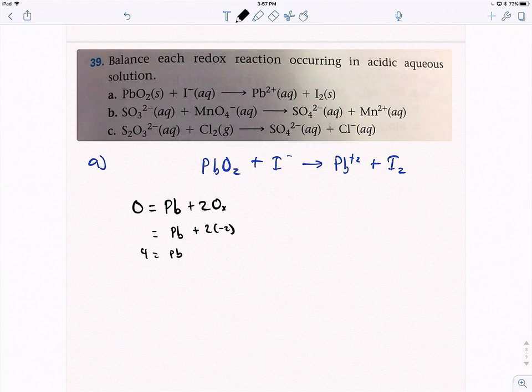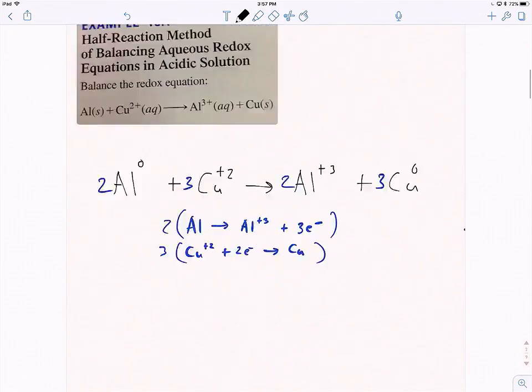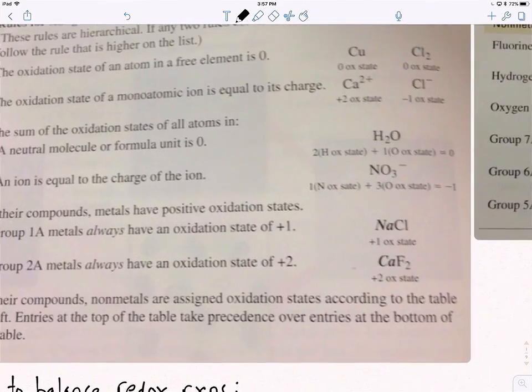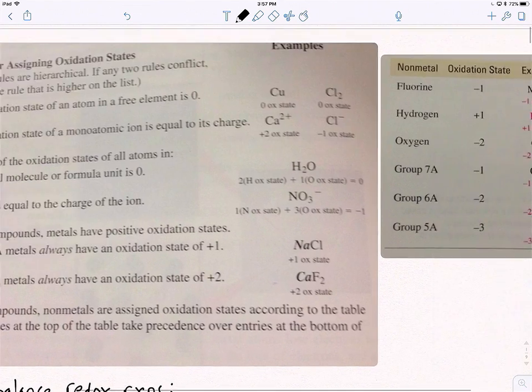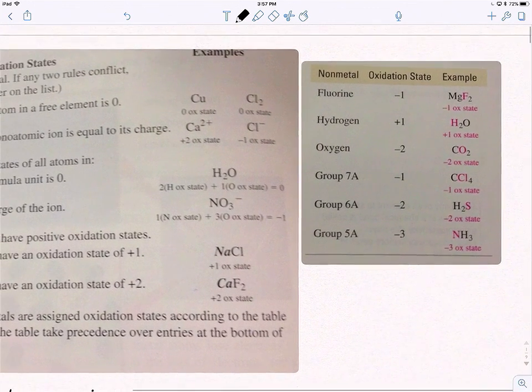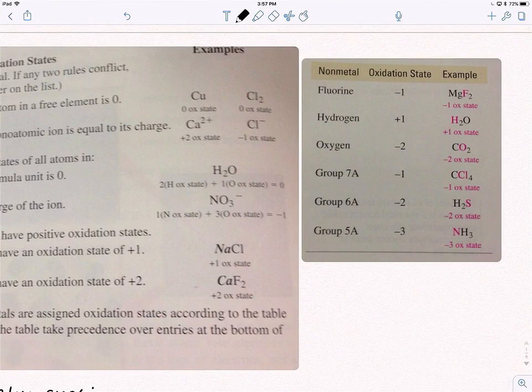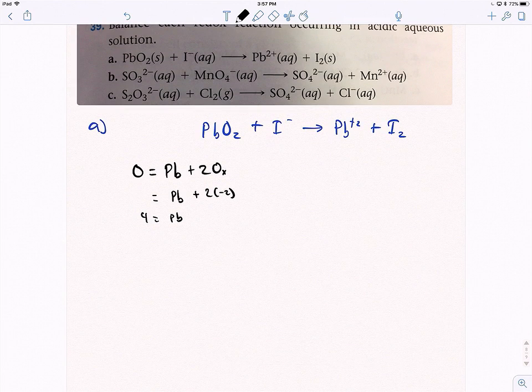And then you would find that on a chart of rules. You would go down the rules, and the oxygen turns into minus two, which then forces lead to be plus four.